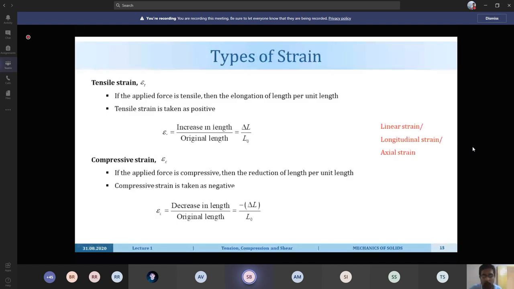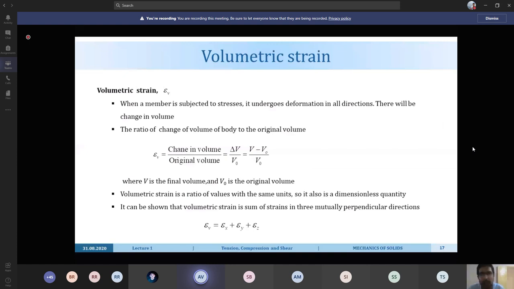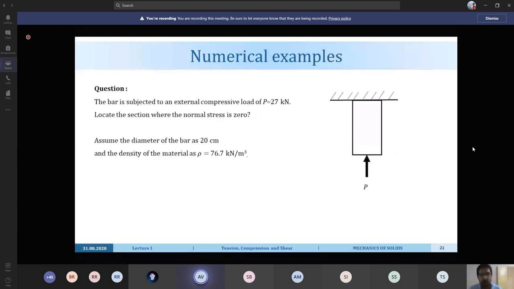Sir, what will happen if unequal amounts of forces are applied on both sides? Unequal amount. Okay. Then you can solve this question actually. This is based on that part. The bar is subjected to an external compressive load, say 27 kilonewton. Locate the section where the normal stress is 0.